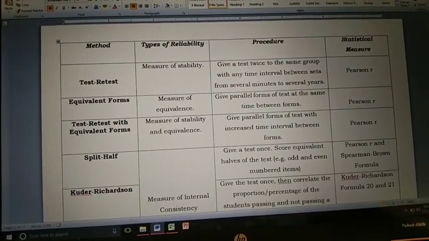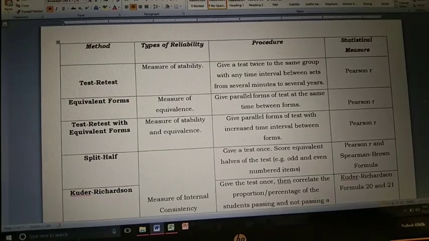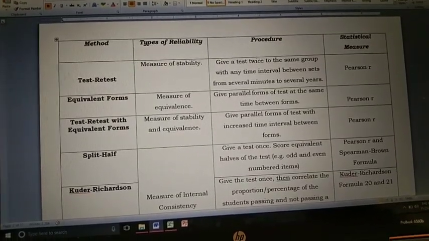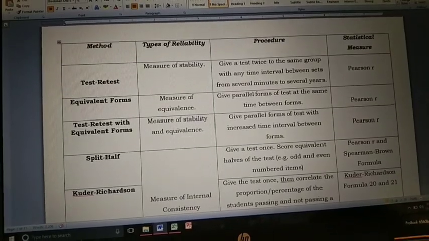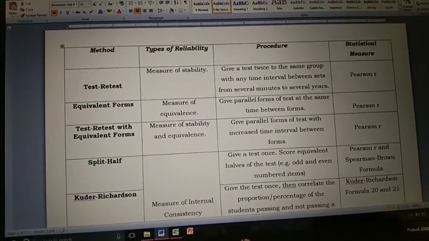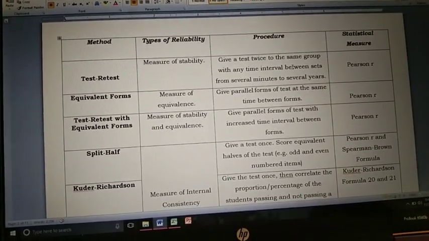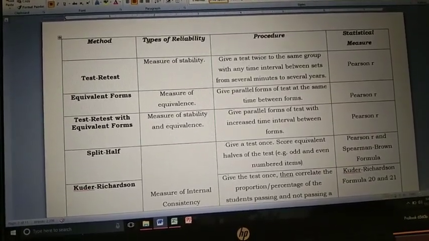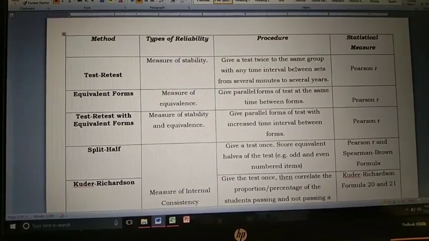Second, we have the equivalent forms. The type of reliability is the measure of equivalence. Equivalence yung sa equivalent forms. The procedure is to give parallel forms of tests at the same time between forms. The statistical measure you are going to utilize is Pearson r.